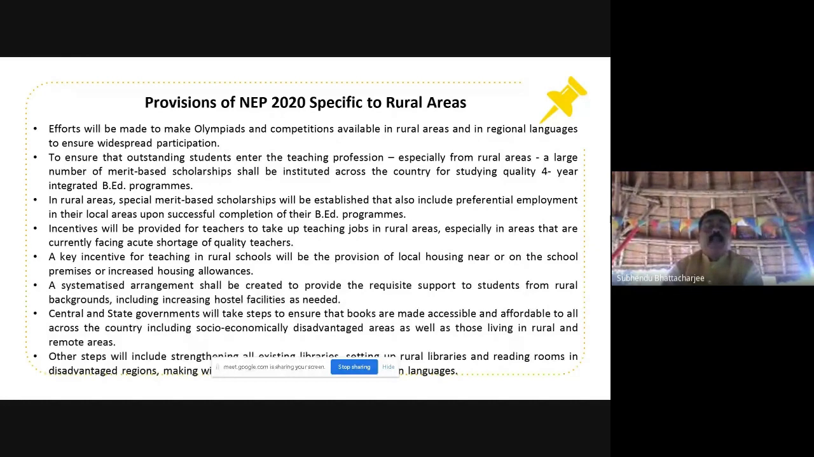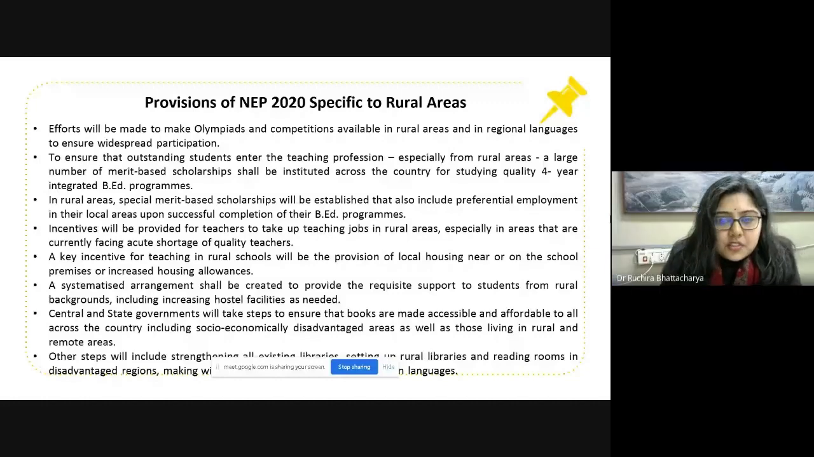Central and state governments shall take steps to ensure books are made accessible, because it's a huge challenge. Every year books reach schools after 6 months of the academic session has started. It's a serious concern in rural areas. So these policies try to address this also. As I said, all these things will be captured by the data system.